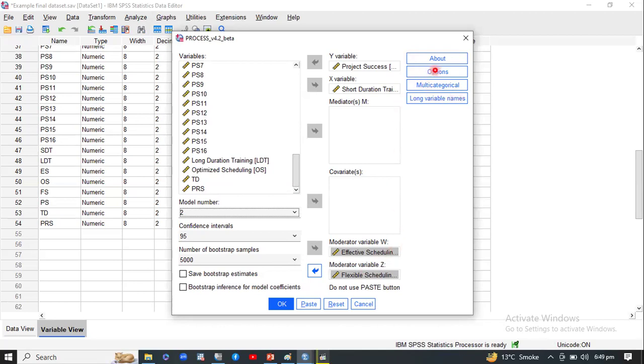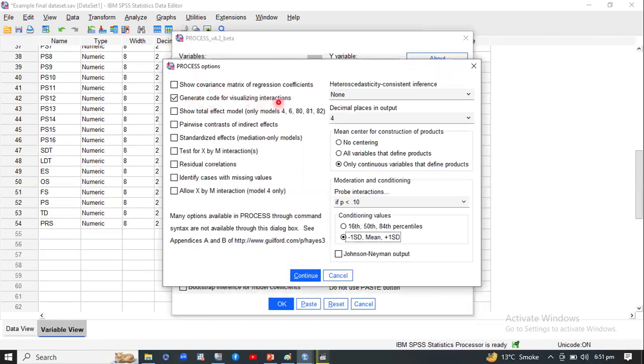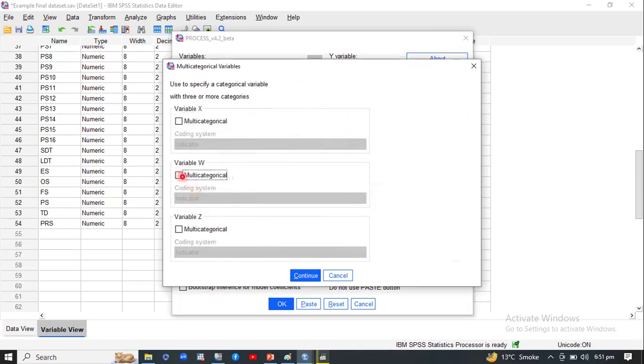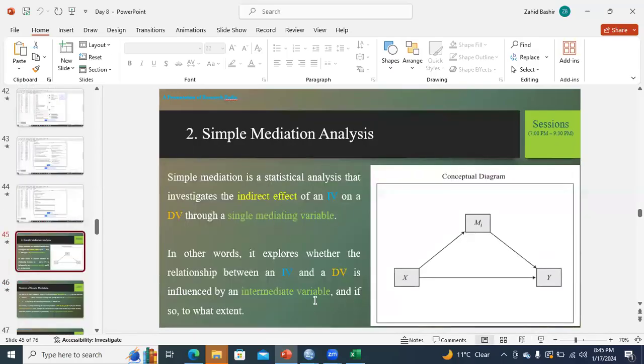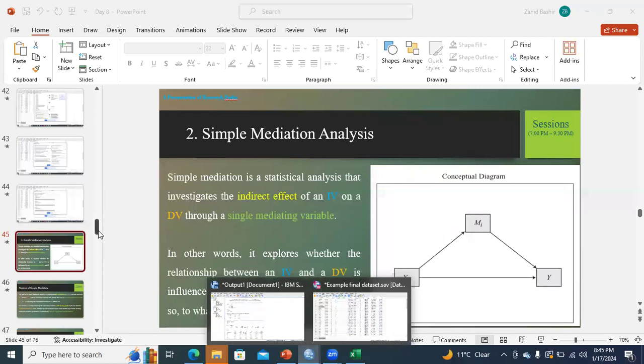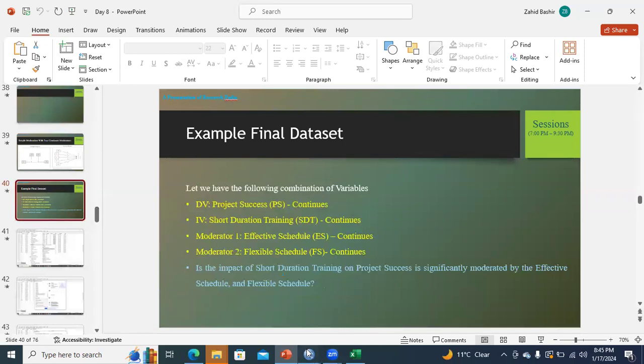What changes we need to make in the options box: we need to go to the options box and click on generate code for visualizing interaction. We need to select the last option for the conditioning values, and we need to uncheck the multi-categorical variable option which we previously checked. We need to make sure that we have unchecked these boxes. So click continue, and I will show you how this works. Let me check from here before going to the next topic. We need to apply the whole process over here.